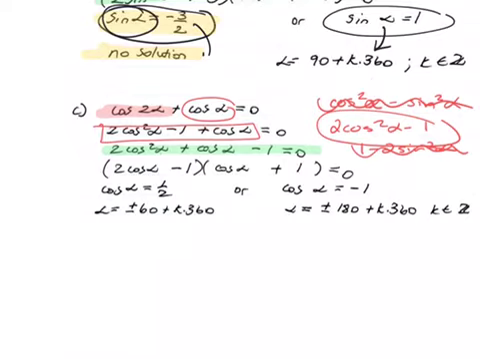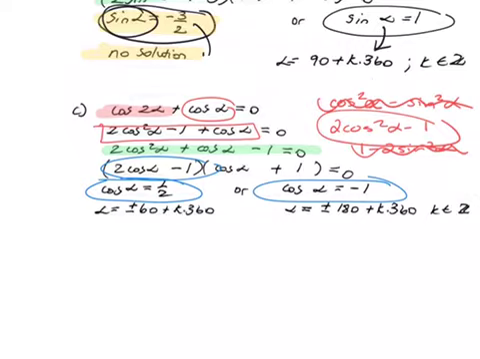All right, so then your first bracket equals 0, so cos alpha equals a half, and your second means cos alpha equals negative 1. So remember, for cos, it's plus minus. Shift cos of a half is 60, so it's plus minus 60. And then cos of negative 1 is plus minus 180, plus K360. And don't forget your element of integers.